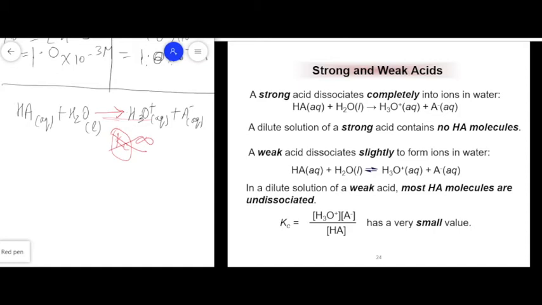A weak acid, on the other hand, in the case of a weak acid, the equilibrium is actually established, because of which not all acid is converted into the protons.